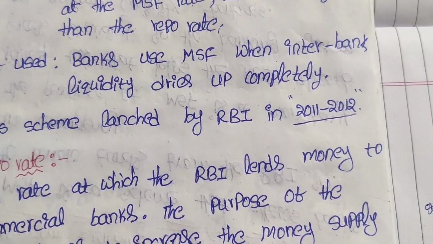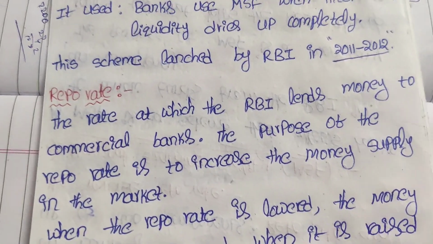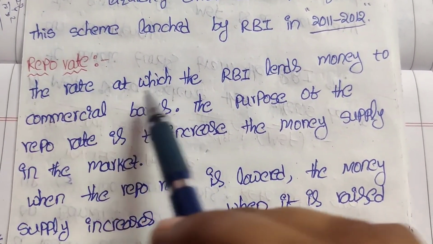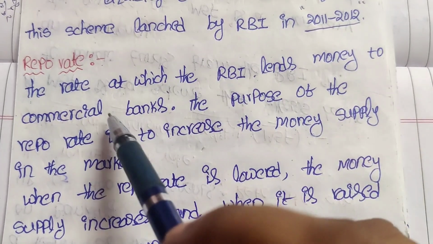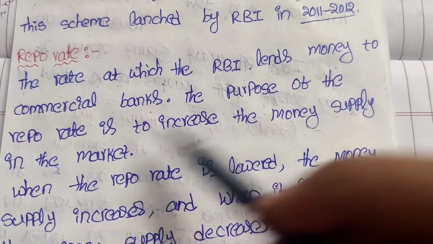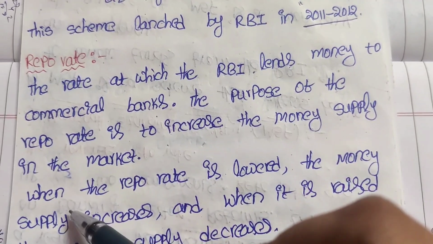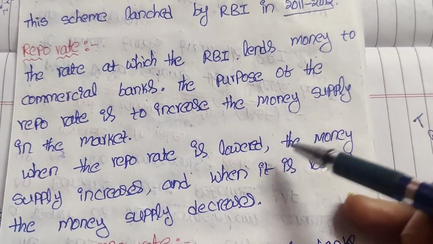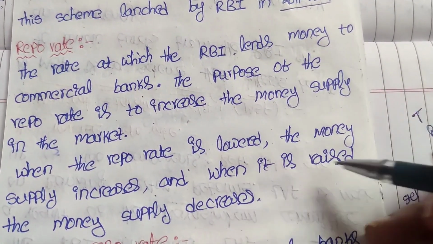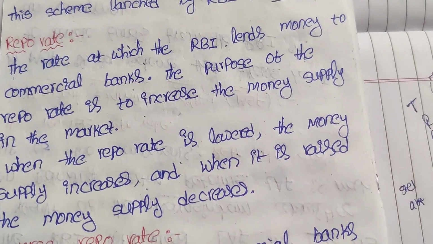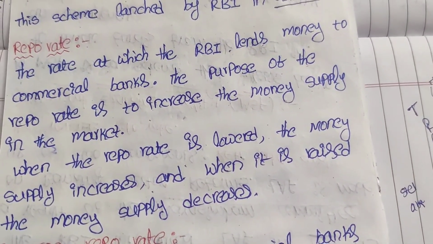Okay, and next, what is repo rate? Repo rate is the rate at which the RBI lends money to the commercial banks. The purpose of the repo rate is to control the money supply in the market. When the repo rate is lowered, the money supply increases, and when it is raised, the money supply decreases. So it is inversely proportional. One increases and the other decreases.